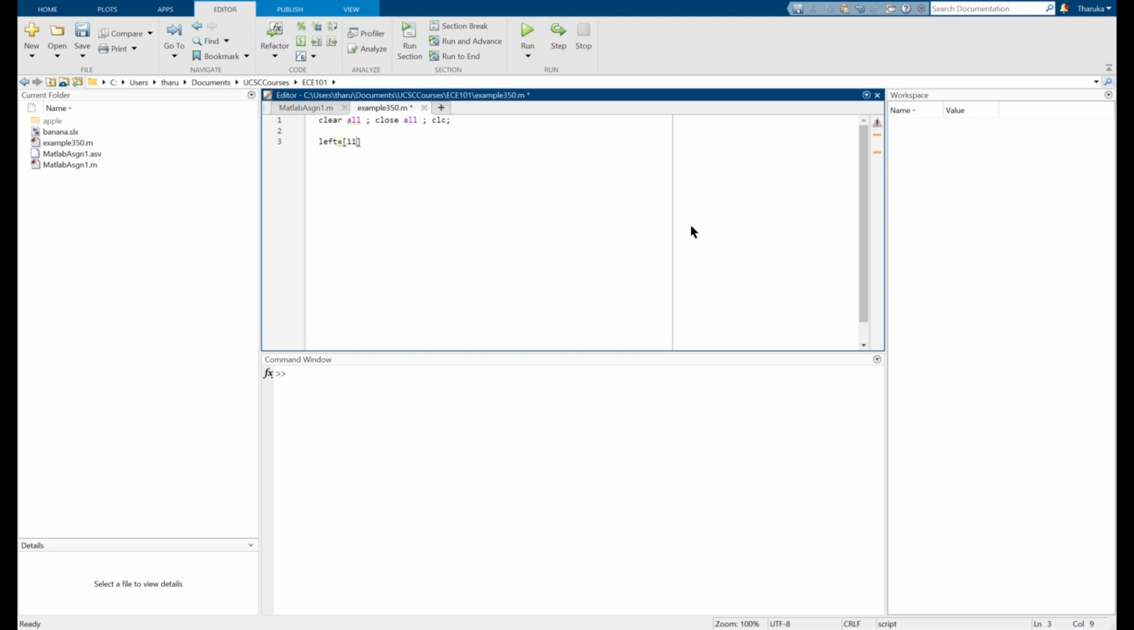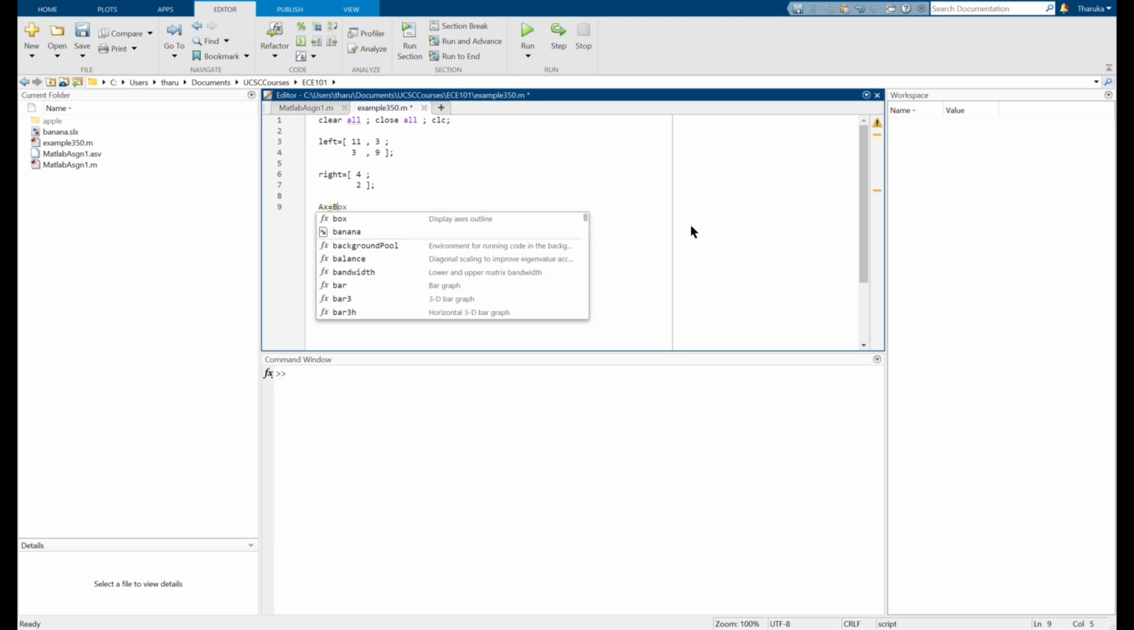The equation is set up in AX equals B format, and so the left matrix is that 2 by 2 matrix that you saw. You can see the first row is 11, comma, 3, and then the semicolon, second row, 3, 9, and then you have the right matrix, which is that 2 by 1 vector with the constants, which are 4 and 2. And then the way that you solve for it is by using linsolve.